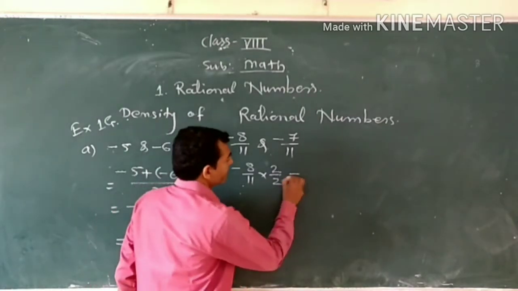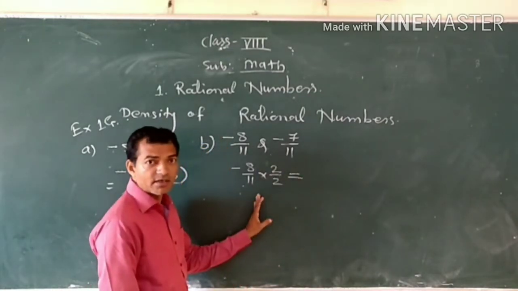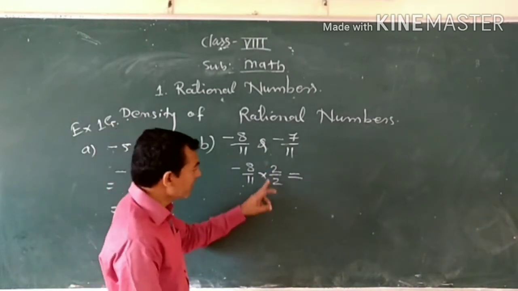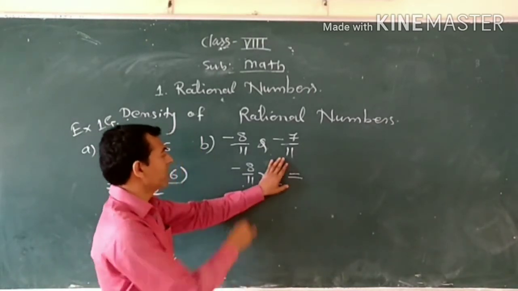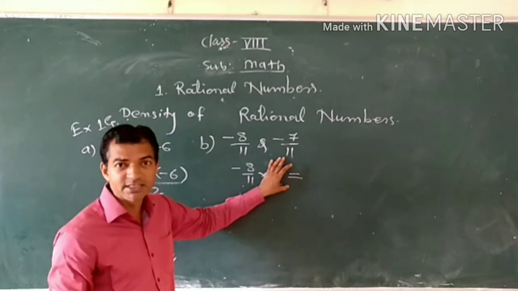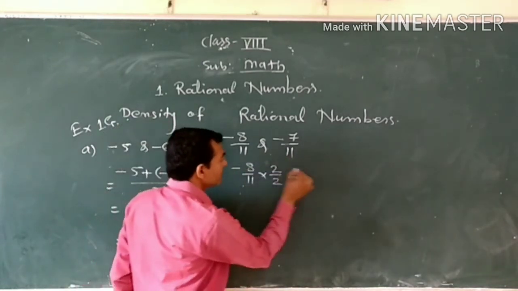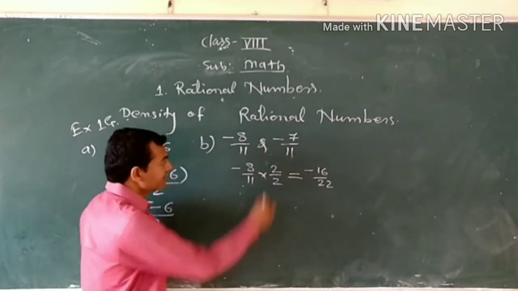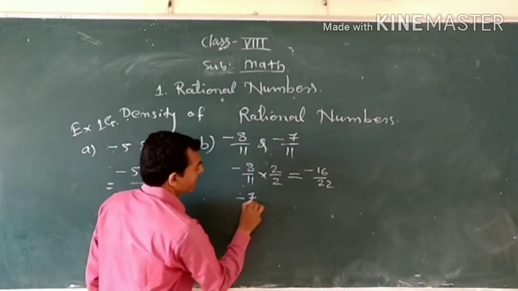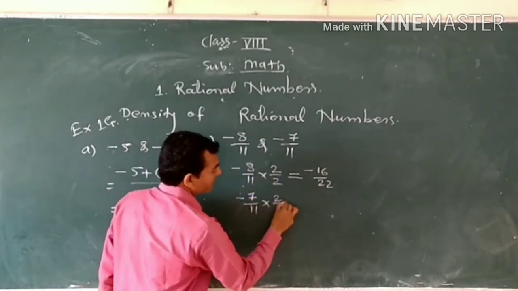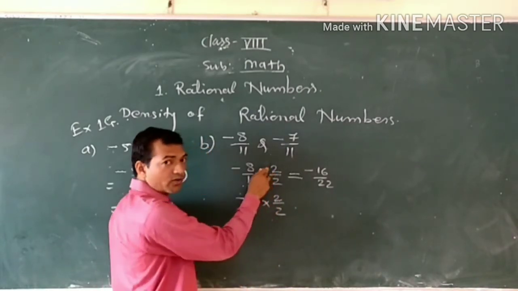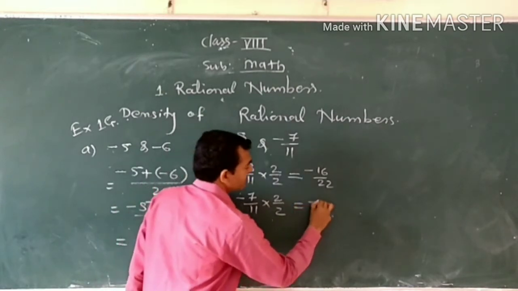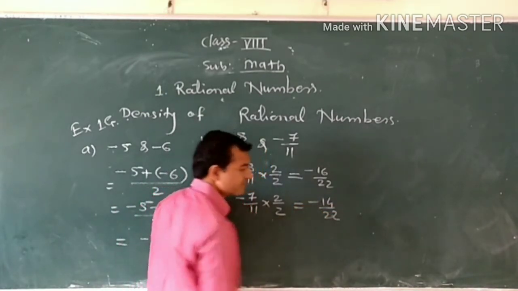If you write it here, which equivalent fraction do you get? Suppose 2 by 2 is there, then the 2 gets cancelled and you get -8 by 11 as it is, with no change. So 8 twos are 16, giving -16 by 22. The second number is -7 by 11. Again you have to multiply by 2 by 2, because you already multiplied by 2 by 2 here. The same number you have to use here. So here we get -14 by 22.